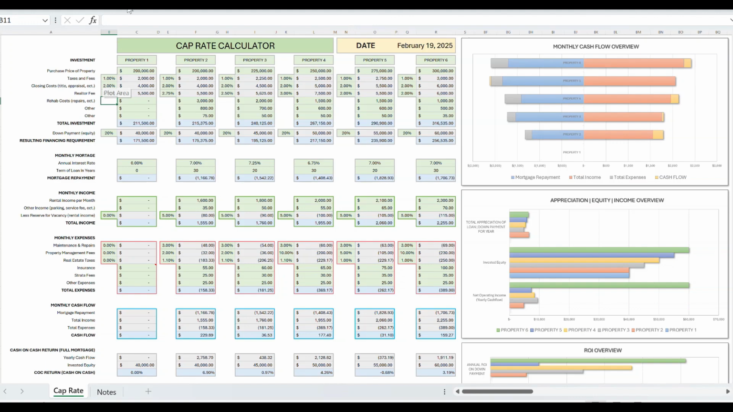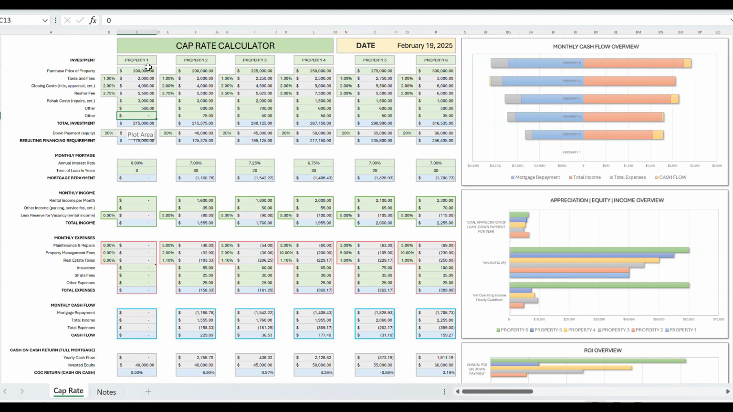So rehab costs, $200,000 now. You can tell by purchasing a home around here in Indiana, $200,000 now, you're going to have to maybe fix it up a little bit. Let's say $3,000, right? And then any other costs or fees you want to put in there, like advertising fees. Let's put $500, okay? So your total investment will be $215,000.